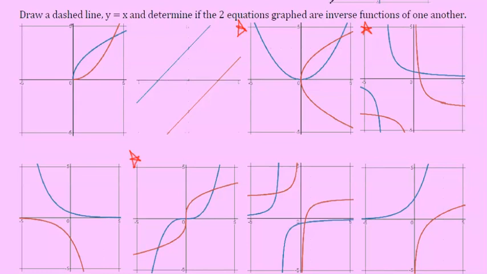Page 16. Draw a dashed line y equals x and determine if the two equations graphed are inverse functions of one another. Let's look at this one. The first thing you want to do is draw the line y equals x as a dashed line. They are symmetrical, it looks like. However, they're not inverse functions of each other because the red one is not a function.